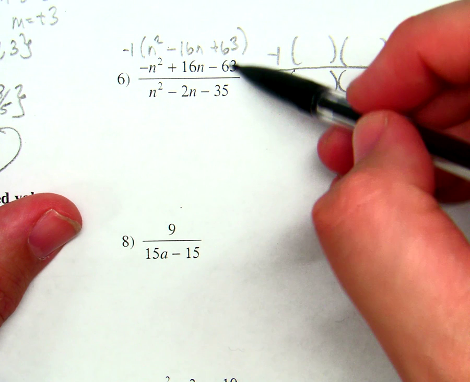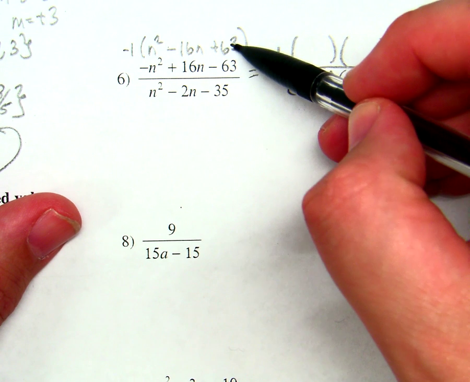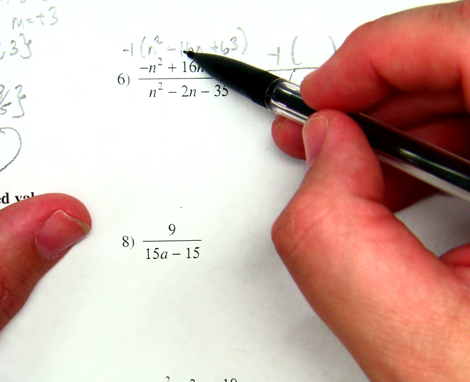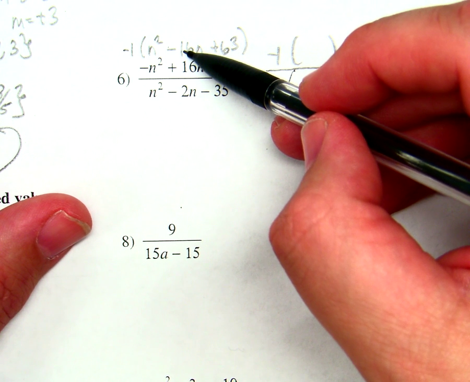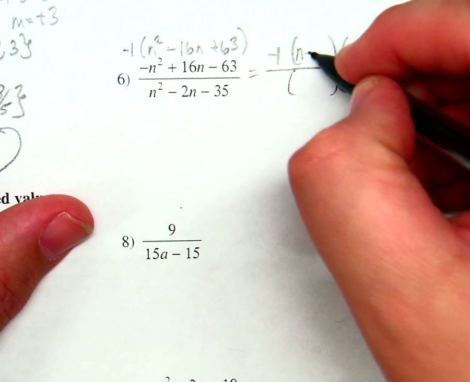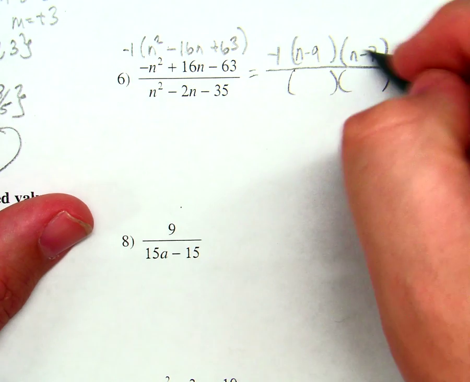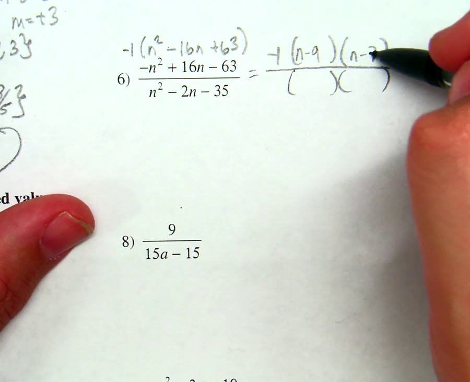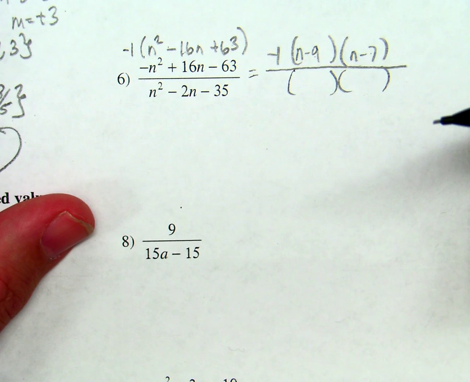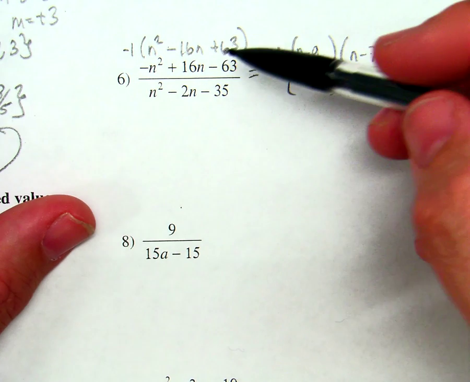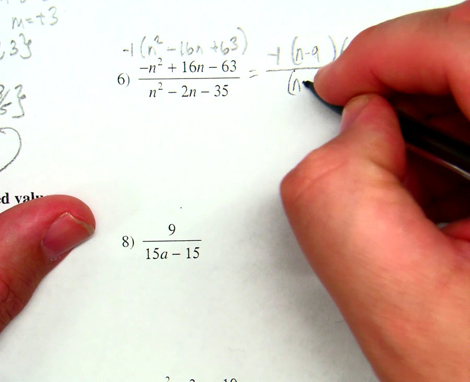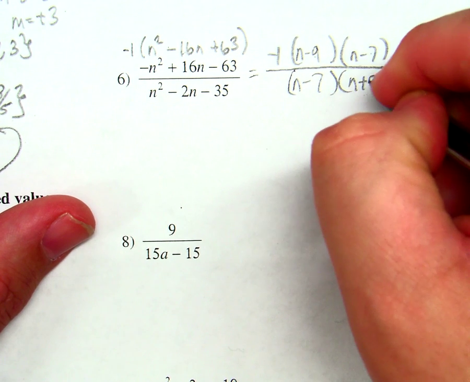Now, for the top, do I know two numbers that multiply to get 63 that add to -16? -9 and -7. Yeah. So it'll be n minus 9 and n minus 7, because 7 times 9 is 63, but -7 plus -9 is -16. Now, do I know two numbers that multiply to get -35 that when I add them it's -2? Yeah, n minus 7 and n plus 5.